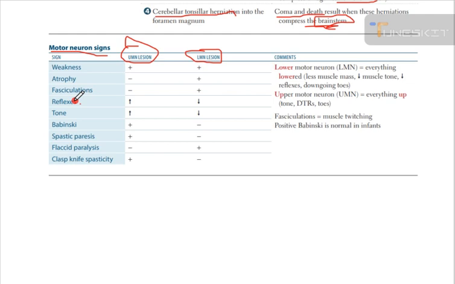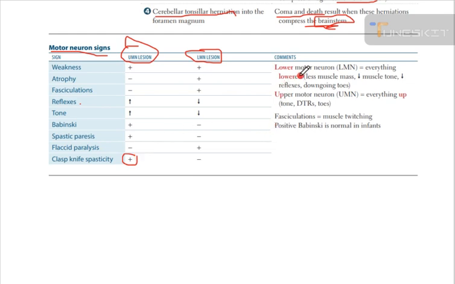Reflexes are exaggerated in upper motor neuron lesions, the opposite of lower. Tone is increased in upper motor neuron lesions. Babinski sign is positive. Spastic paresis is positive. Flaccid paralysis is negative, as there is increased tone. Clasp-knife spasticity, rigidity, and increased tone are all related to each other.